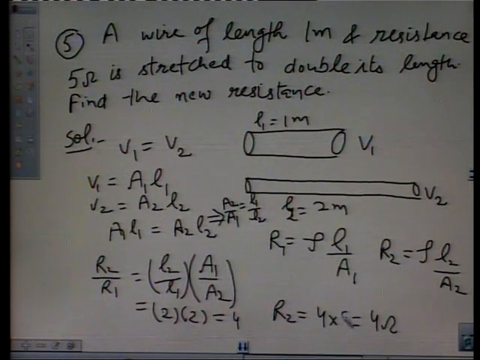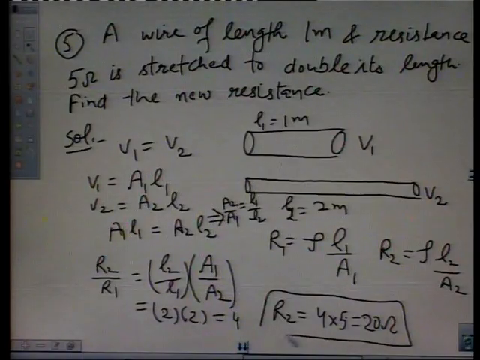Sorry, the value of resistance R1 is 5. So 4 into 5 comes out to be equal to 20 ohm. This is the new resistance of the wire. It gets 4 times.